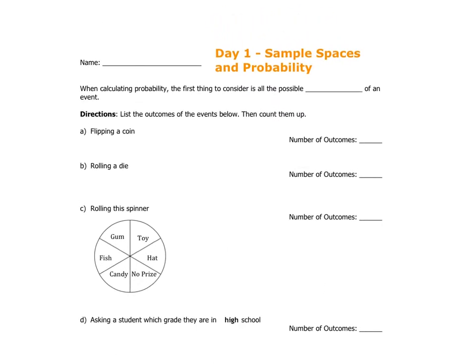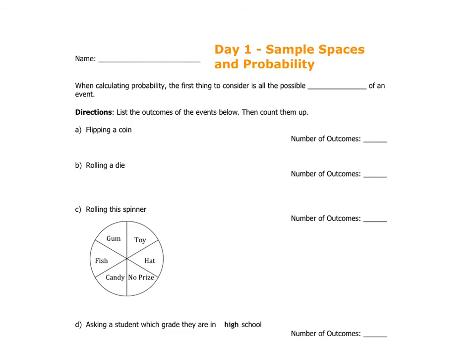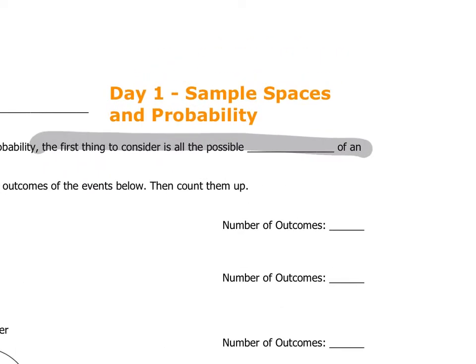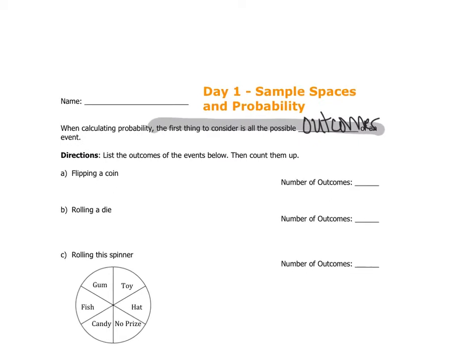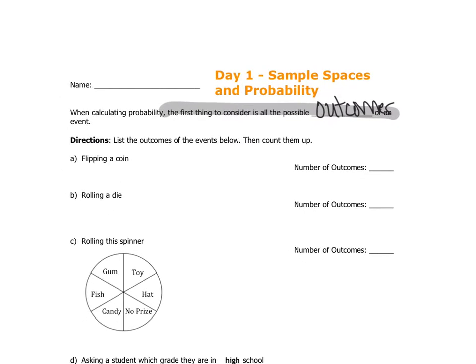So let's see here. If we're thinking about probability, that's basically just the chances of something happening. So when we're calculating probability, the first thing to consider is all the possible outcomes of an event. Like an outcome is just what could possibly happen. Okay, so let's look at a couple of examples here.